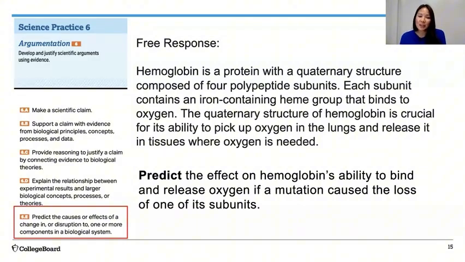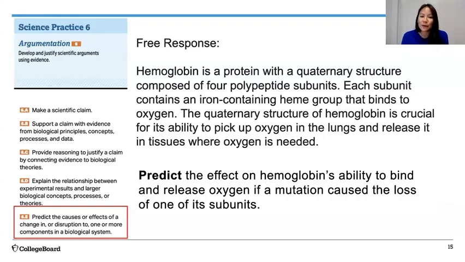Predict what would happen to a hemoglobin's ability to bind and release oxygen if a mutation caused the loss of one of its subunits. Take a moment and think about your answer. Okay, so what is this question asking us? It's asking us to predict what would happen if a mutation was there, right? So in this question 6E, there's a disruption, there's a change. So now a mutation has been introduced, which will now affect the subunits. We're going to lose a subunit.